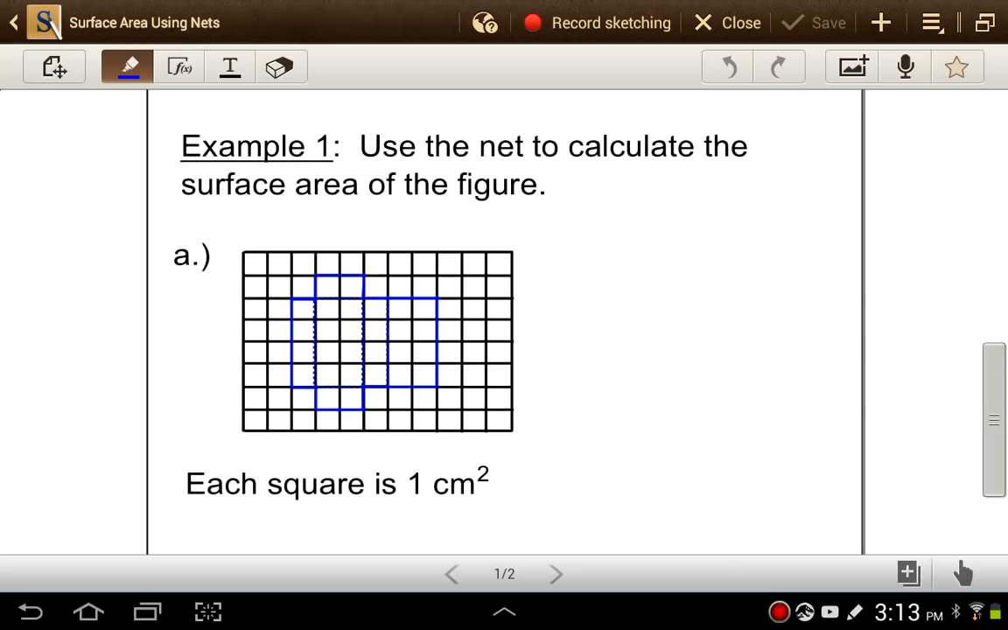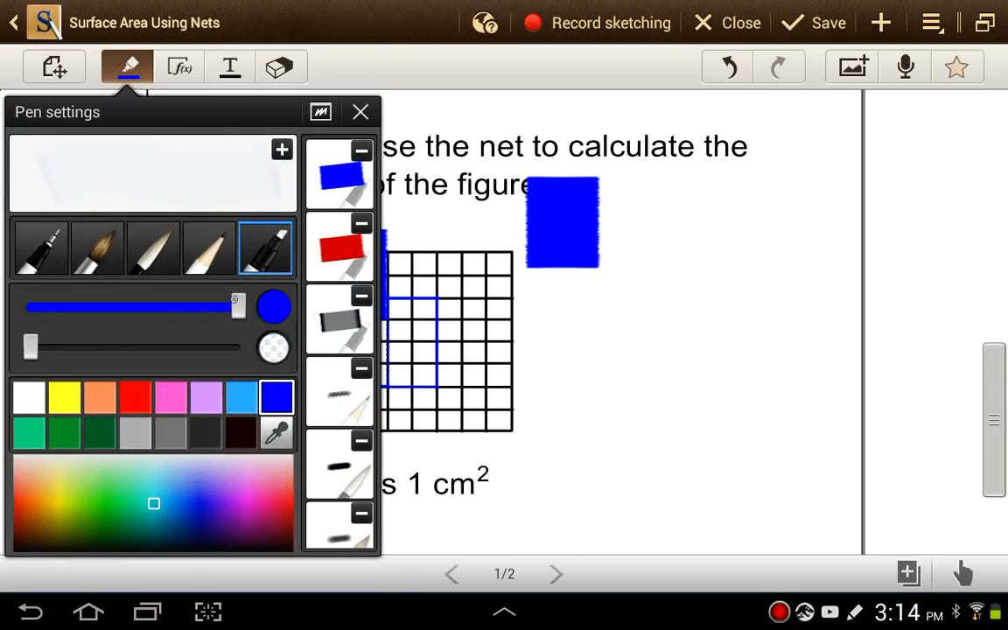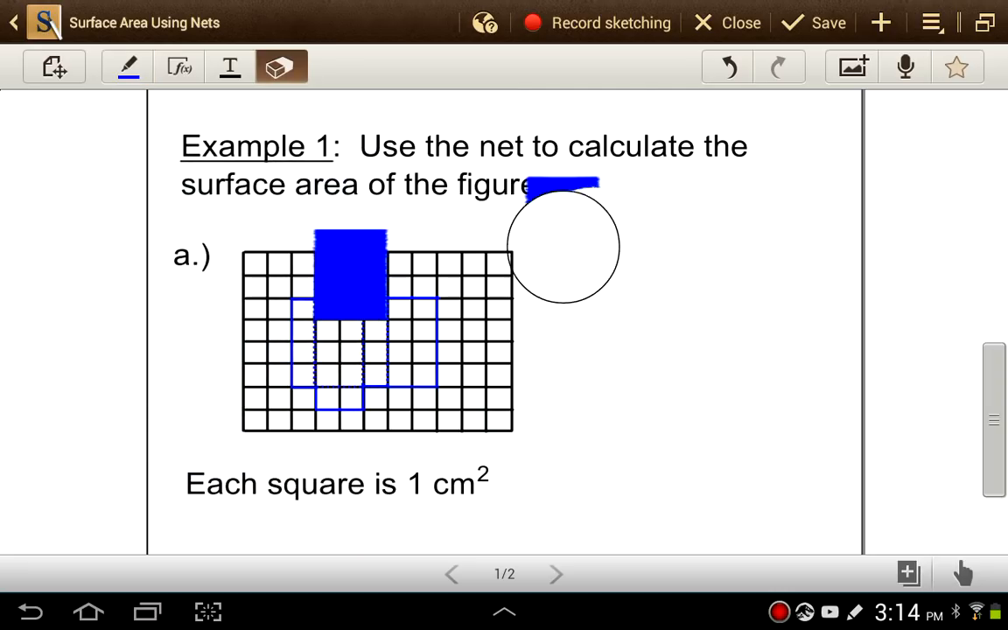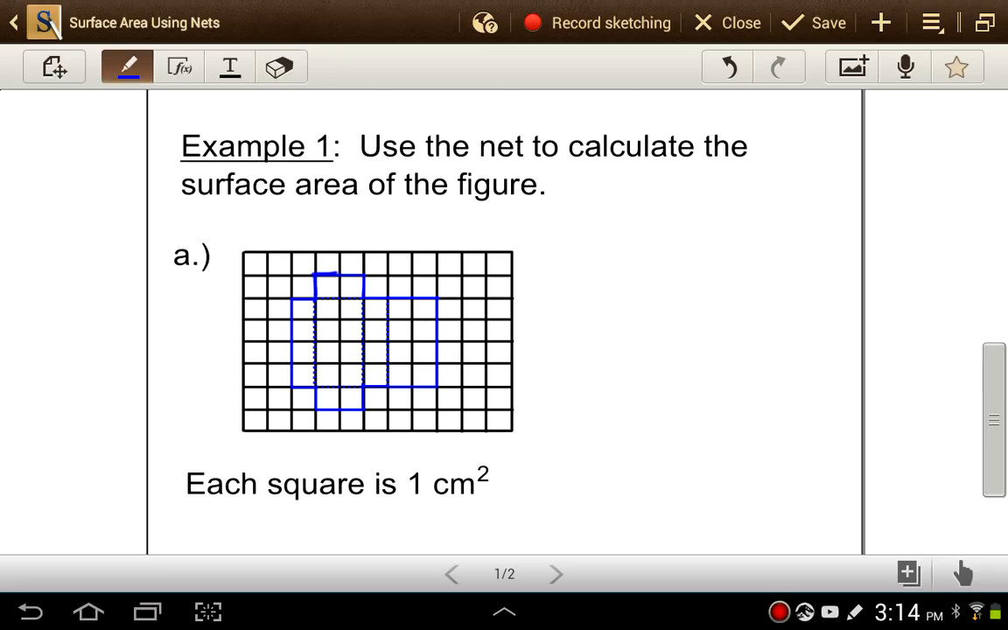Okay, in example 1, we're going to use the net to calculate the surface area. It's a little hard to see, but I've got the blue outline in there. Let me shrink those down. Alright, so we have our blue in there of what we have written. Okay, so here's the outline of the shape down here, and we're going to find the surface area of that shape. Now each square is 1 square centimeter, so we'll know that the area is going to be in squared centimeters.